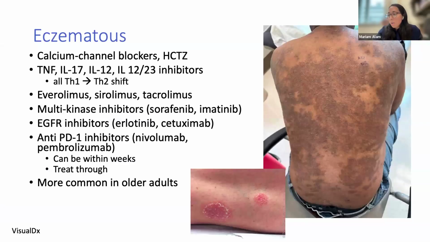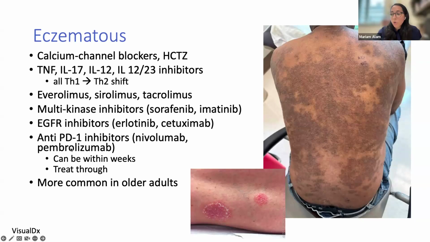So eczematous drug reactions are pretty common. This is a patient I saw last week who I think has an eczematous drug reaction to amlodipine. Calcium channel blockers, hydrochlorothiazide are really common causes. And anything that treats psoriasis can cause a shift in the Th1 immune response to a Th2 immune response, and so those are all implicated in eczema-like reactions, as well as a lot of these other medications. I think eczematous drug reactions are some of the most common. And so anytime you have someone who's coming in new with eczema, I would do a careful review of their drug list.